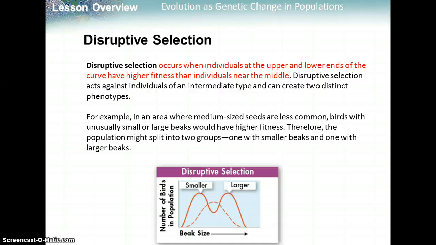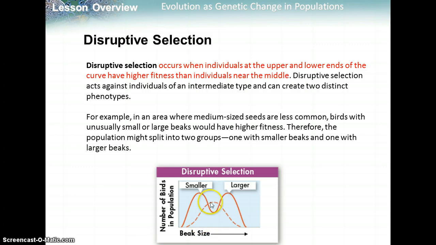Disruptive selection occurs when individuals at the upper and lower ends of the curve have a higher fitness than individuals near the middle. Disruptive selection acts against individuals of an intermediate type and can create two distinct phenotypes. For example, in an area where medium-sized seeds are less common, birds with small or large beaks have a higher fitness. Therefore, the population might split into two groups, one with smaller beaks, one with larger beaks.